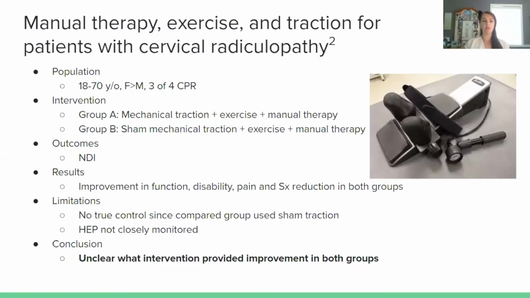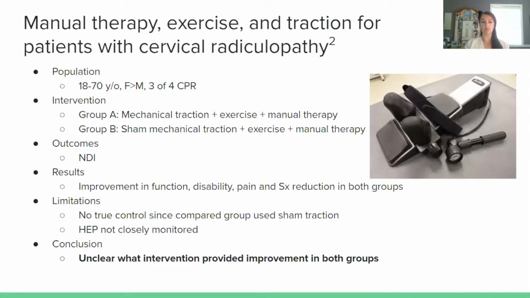The first study we looked at was an RCT done in 2009 by Young et al. And they looked at manual therapy and exercise and mechanical traction for patients with cervical radiculopathy. Their patients included ages of 18 to 70, and there were more females than males. The subjects had to meet 3 of the 4 clinical prediction rules that we discussed in the beginning to qualify for the study. And they looked at both acute and chronic symptoms, but a majority of the subjects had symptoms for more than 3 months.